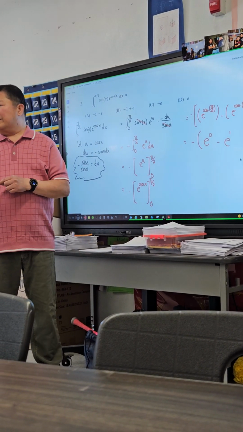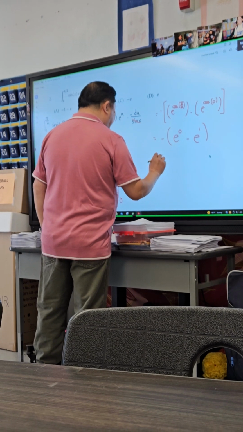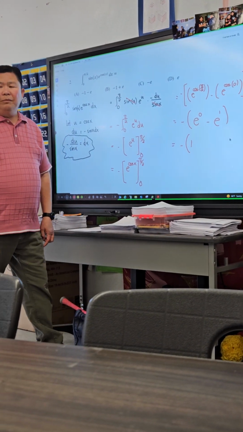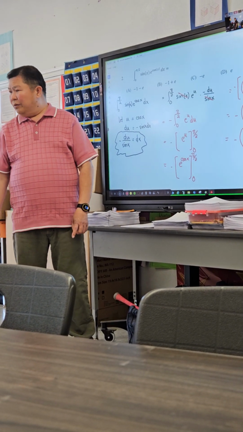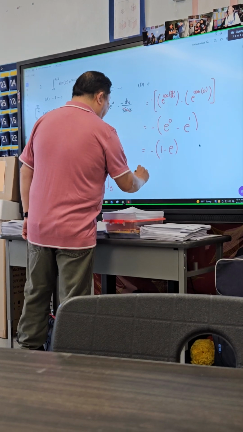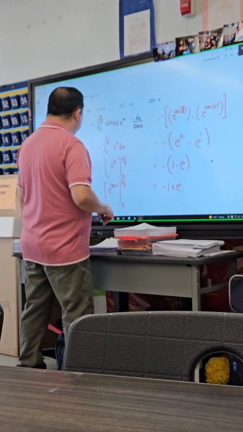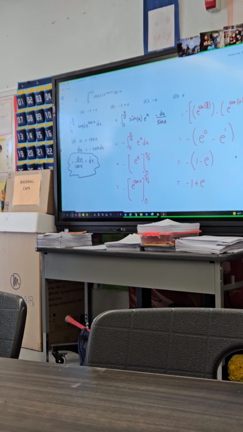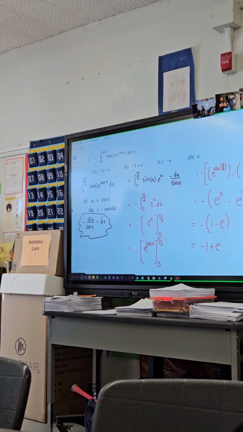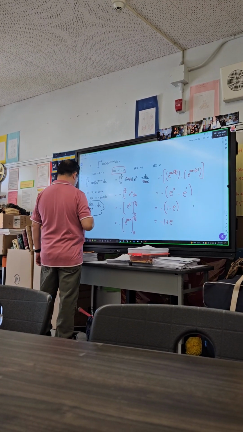Okay, and then we're gonna distribute. Distributing, this becomes negative, and this is 1 minus e, right? 1 minus e. So distribute, now we have negative 1 plus e as the final answer. So look at the options. What is the best option right here? Okay, it's letter T. Exactly.